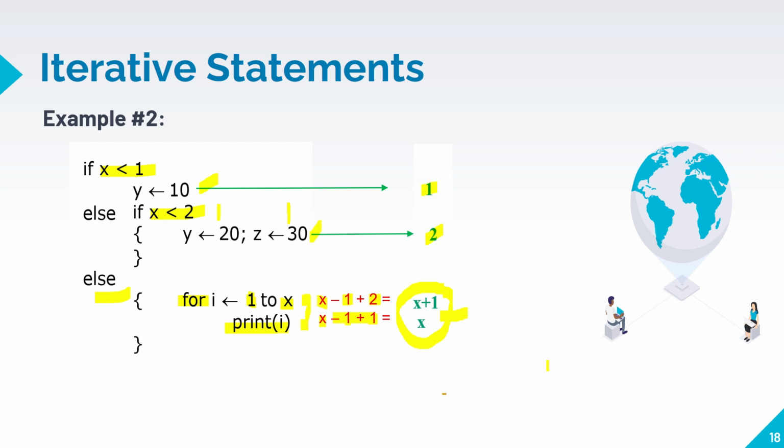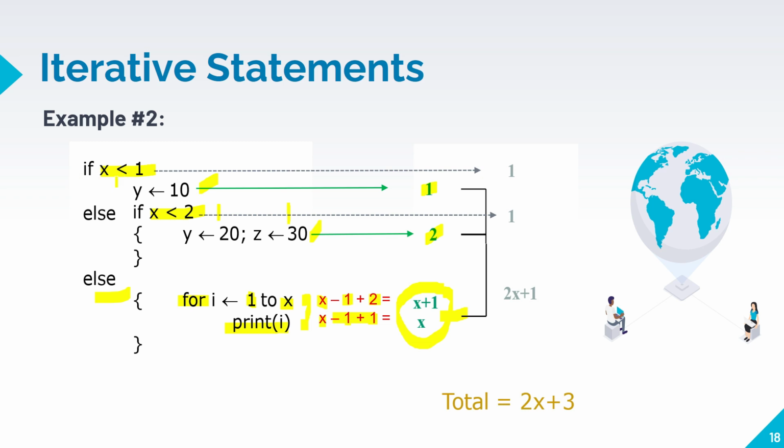In getting the total frequency count, we just add the conditions. The condition x less than 1 is counted as 1, x less than 2 is counted as 1, and then we add the maximum, 2x plus 1. Getting the total, we have 2x plus the constants 1, 1, and 1. So we have 2x plus 3.